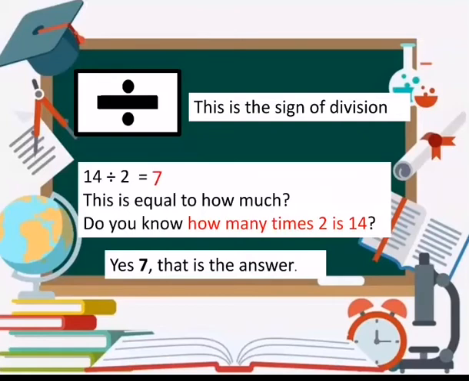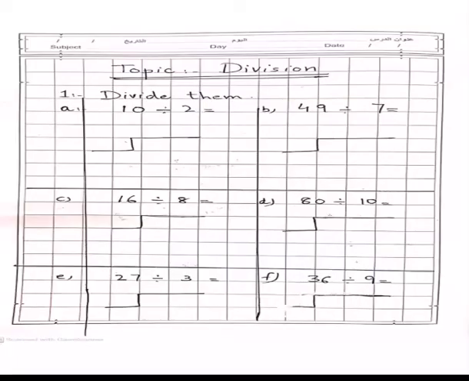Now students, open your books and write date. Topic: division. Question: divide them. Part A, 10 divided by 2. As you know, the smaller number 2 you will write outside, and 10, the bigger number, we will write inside.